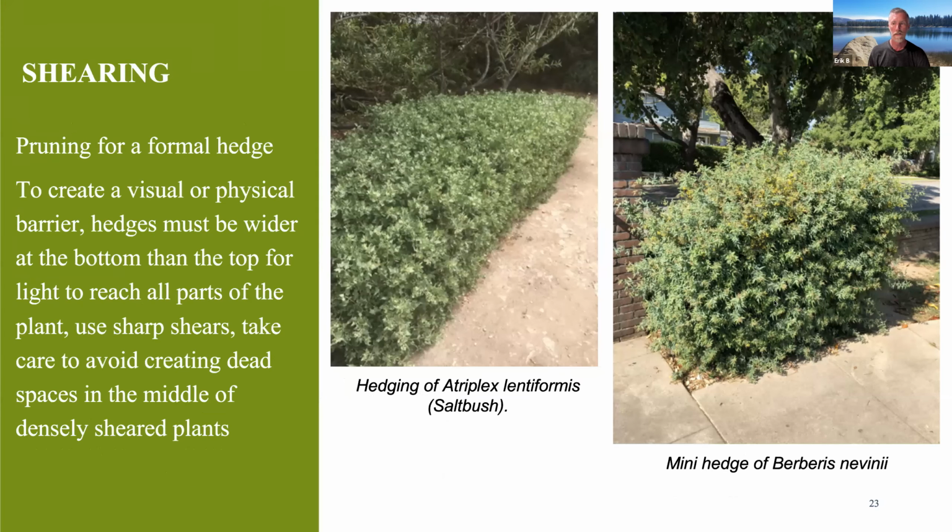Shearing, so this is like for shrubs and things, for hedges, excuse me. Pruning for a formal hedge. To create a visual or physical barrier, hedges must be wider at the bottom than top for light to reach all parts of the plant. Use sharp shears. Take care to avoid creating dead spaces in the middle of densely sheared plants.